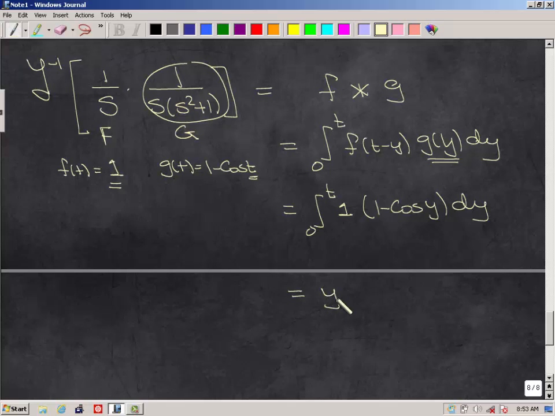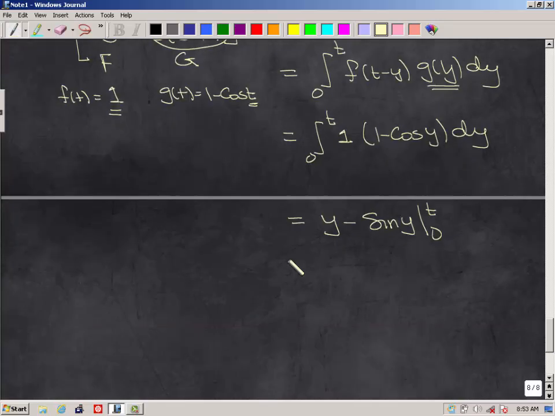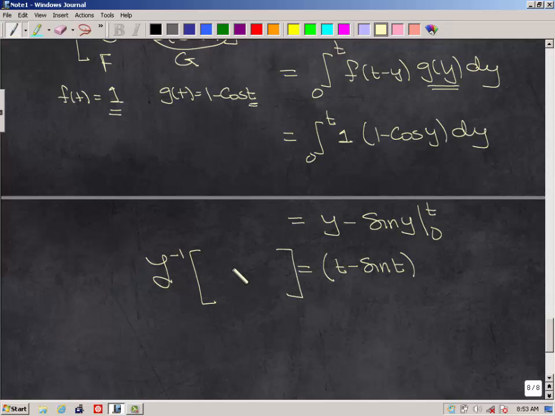Integral of 1 is y minus integral of cosine is sine y, evaluated from 0 to t. So you plug in the upper limit. So we get t minus sine of t. And when I plug in the lower limit, you get 0, and sine of 0 is 0. So the inverse Laplace of 1 over s squared times s squared plus 1 is this.